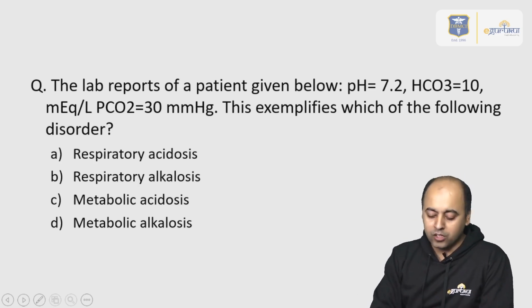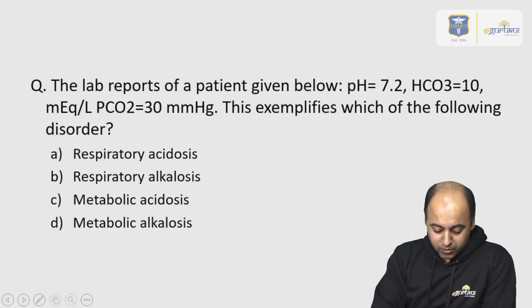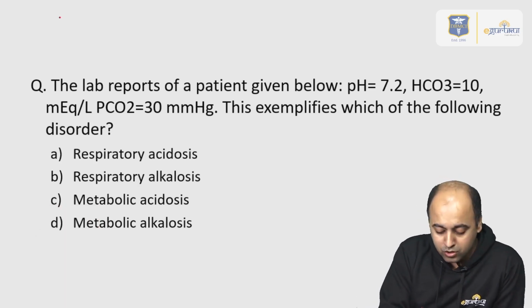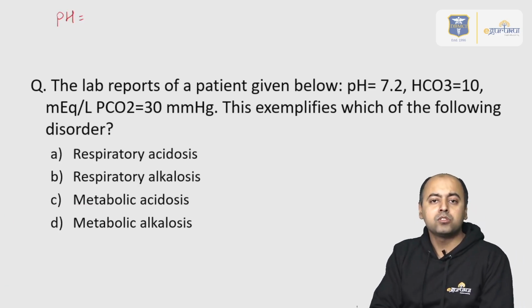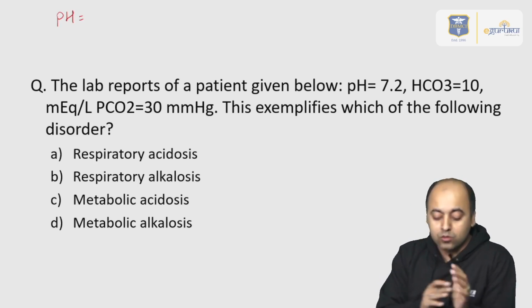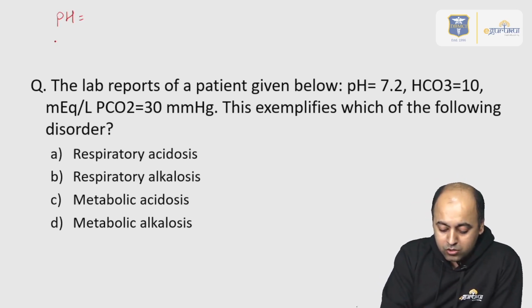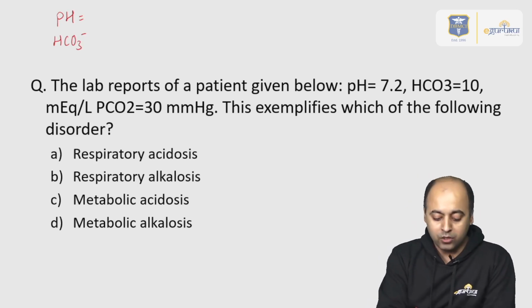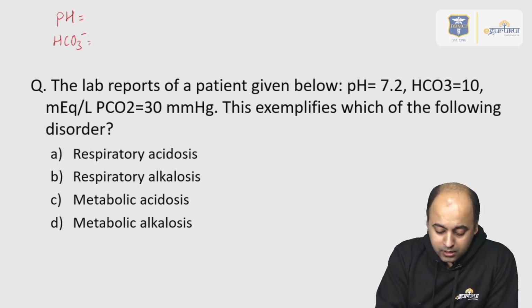Now very frequently we get the question of this sort in your exam. So what you have to keep in mind, generally in these questions you will get three values. You will get the pH. Obviously the pH will help us to determine whether we are looking at acidosis or alkalosis. After pH you will get two more values. First, the bicarbonate value and second, the PCO2 value.